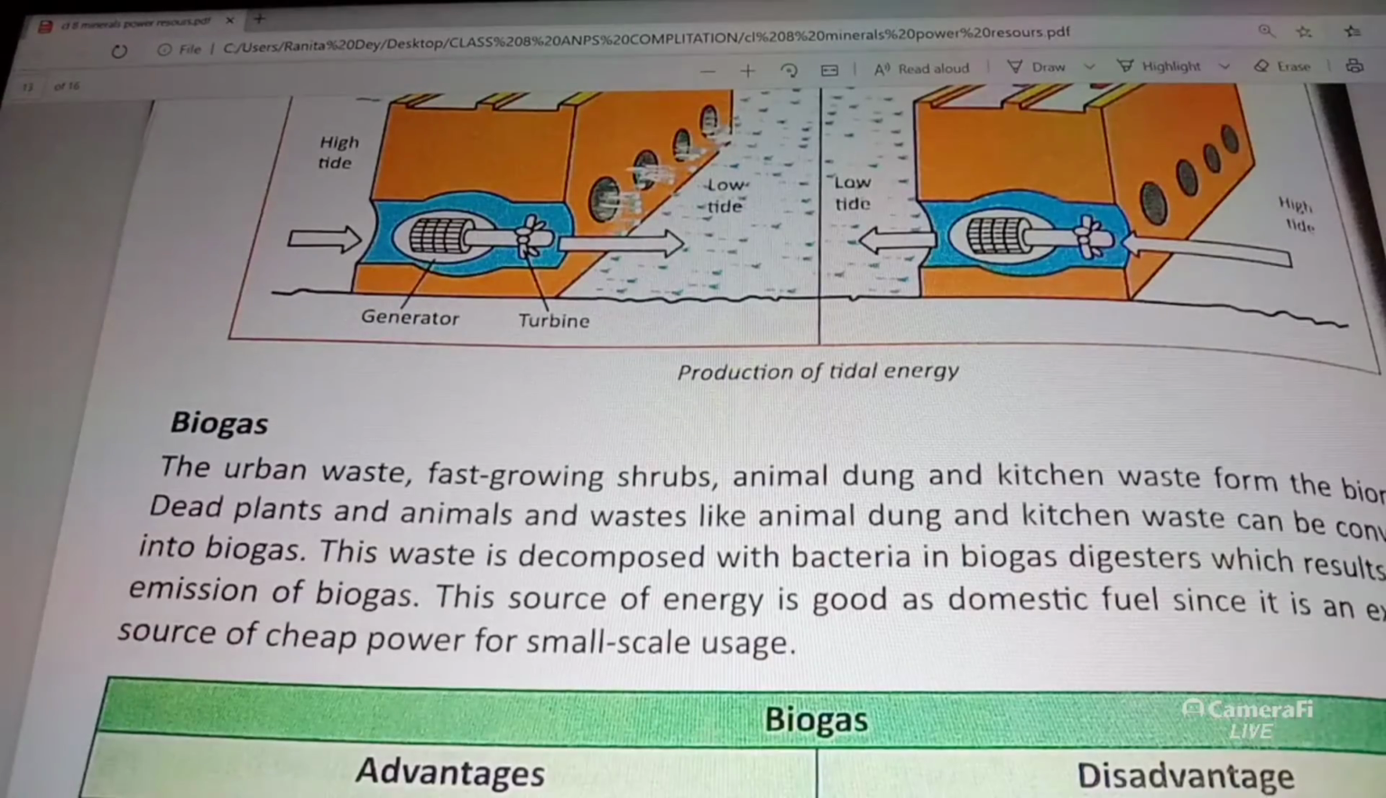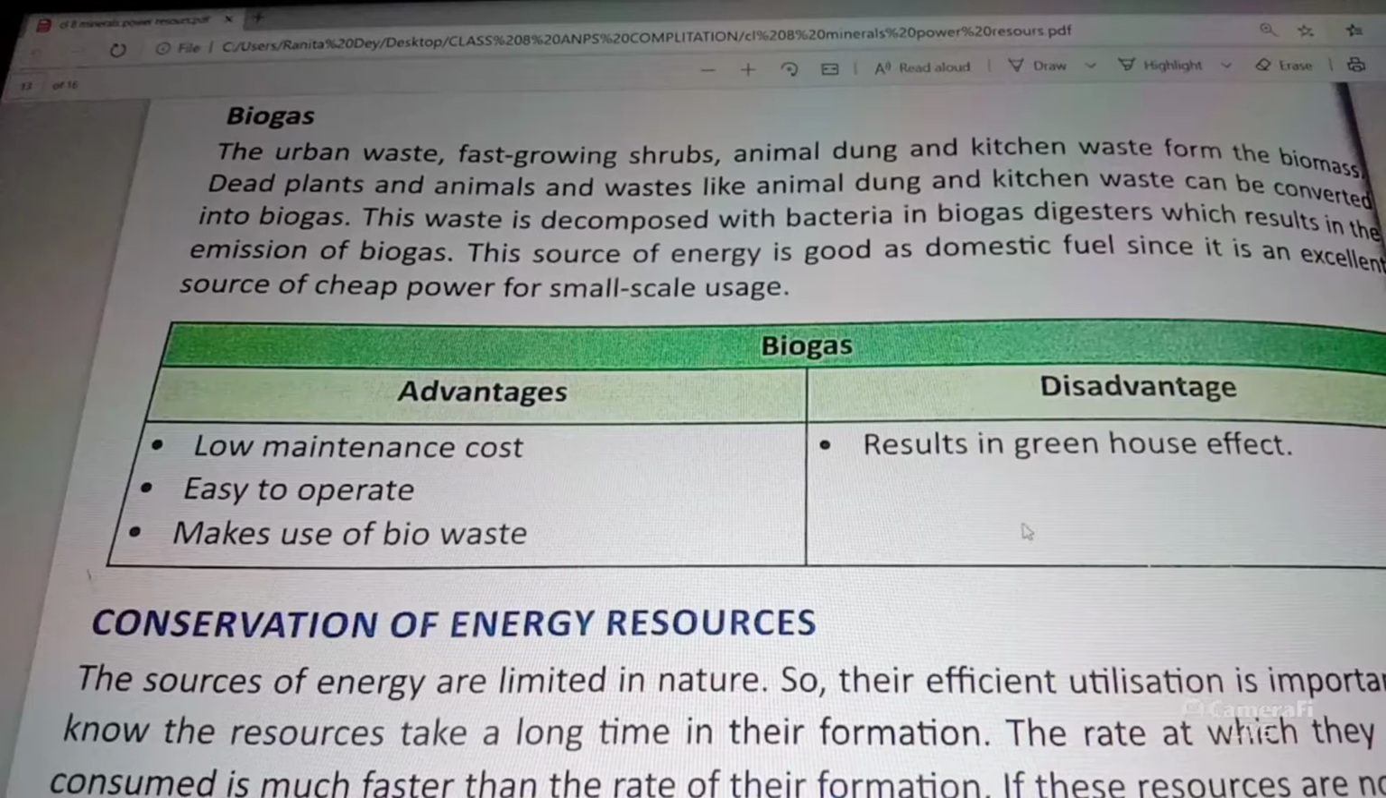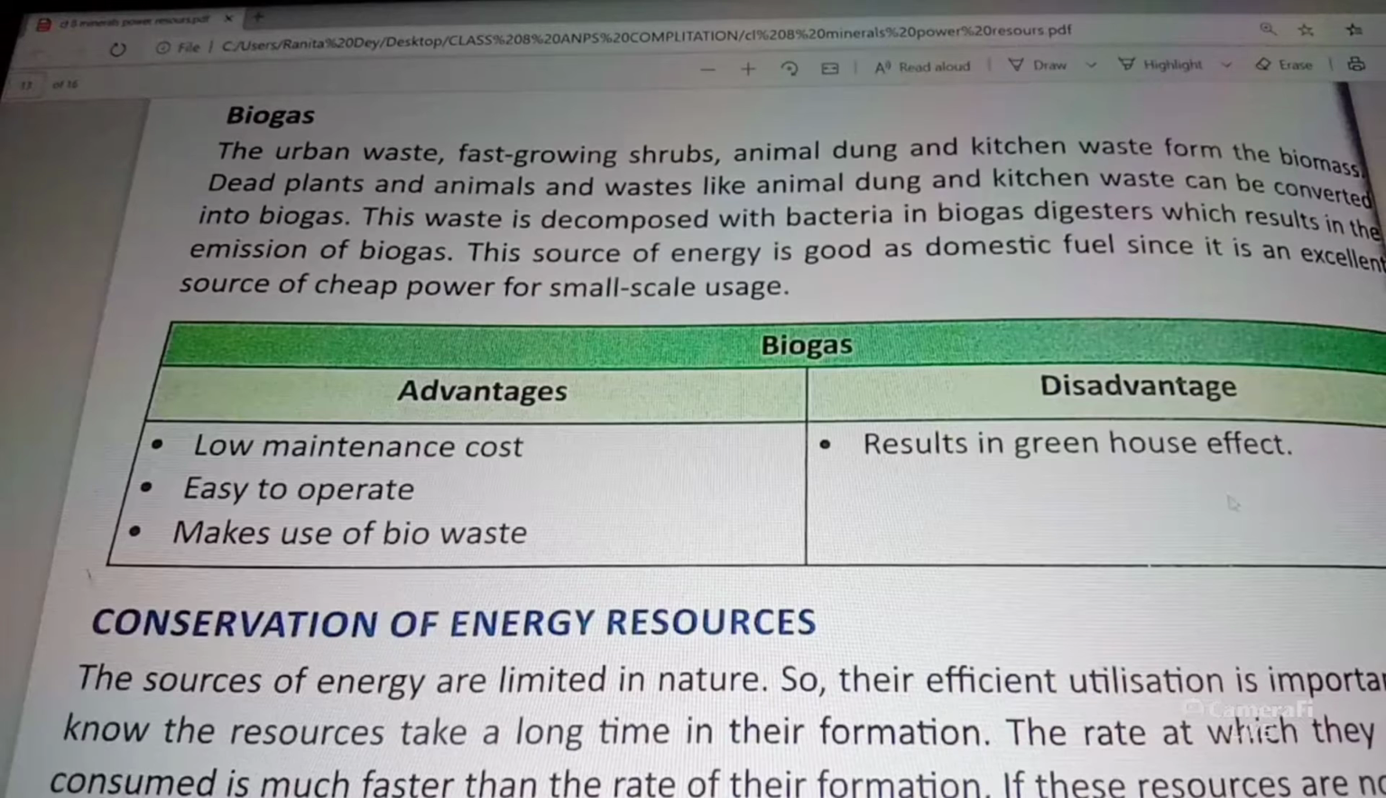It also has some limitations. If you go around, what are the advantages and disadvantages? The advantages are low maintenance cost, easy to operate, and making use of bio waste, because this is the first type of non-conventional resource which is usable from waste material. And the disadvantage is that it results in greenhouse effects. Yes, it produces a huge amount of emissions of carbon dioxide, carbon monoxide, as well as methane.